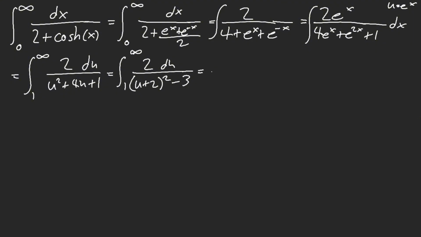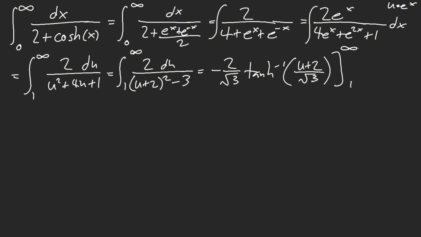And now this is simply negative 2 over root 3 times inverse tanh of (u plus 2) over root 3, from infinity to 1. Okay. So plugging in infinity, it's 0. And plugging in 1, you have to be careful because that's more than 1.